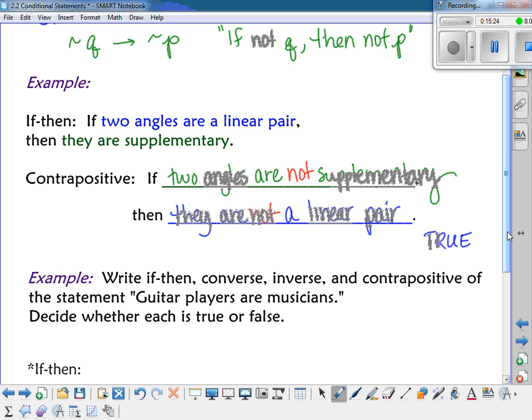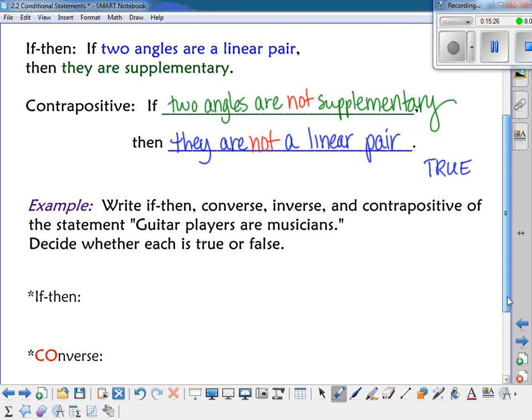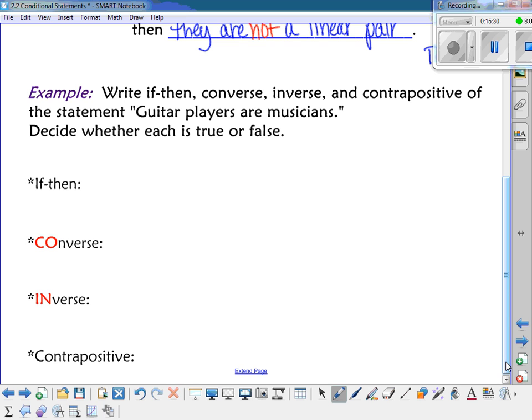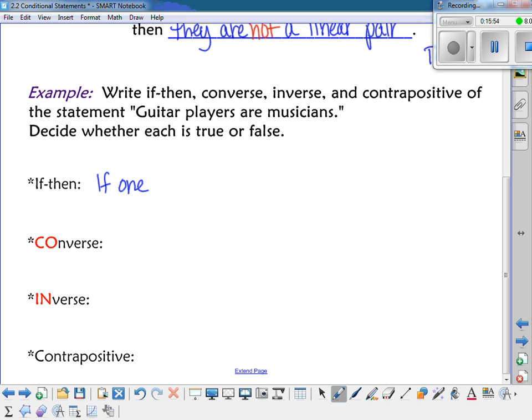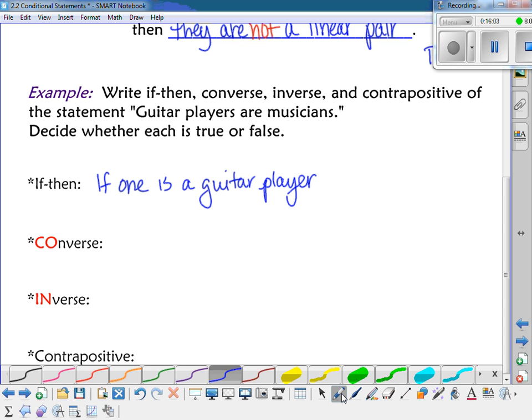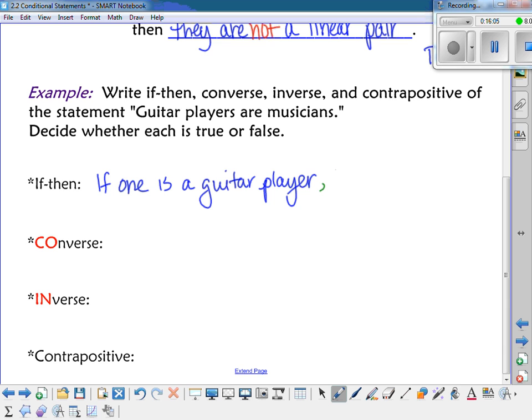So one final example here. We are going to write an if-then statement, the converse, the inverse, and contrapositive for the statement, guitar players are musicians. And then we're going to decide whether each one is true or false. So the original if-then statement: if one is a guitar player, then one is a musician.